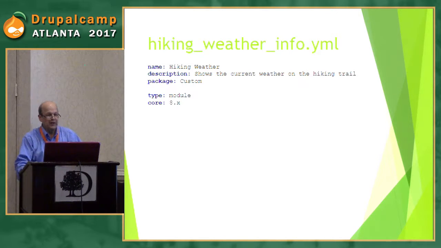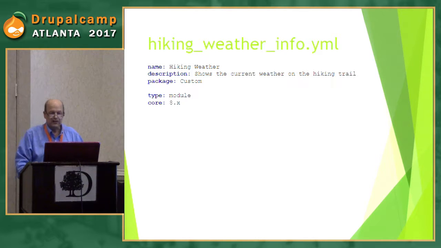YAML is used in Drupal 8, and think of it as a superset of JSON. It's an easily readable text format with a minimum amount of formatting. So as a consequence, it's pretty straightforward and pretty readable. In this case, just the name of the module, a brief description, the fact that it's a custom package, a custom module, and importantly, that it applies to Drupal 8.x. That's all it takes, and Drupal then knows about your module.